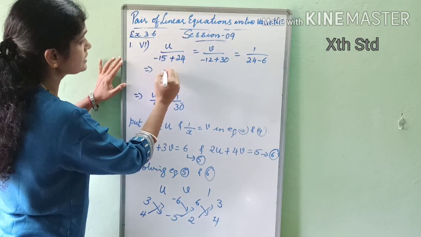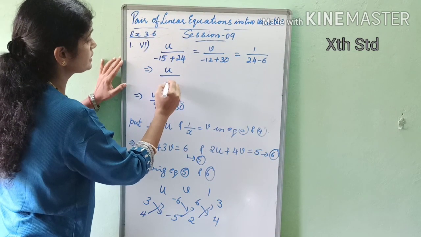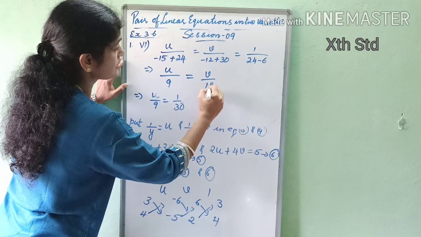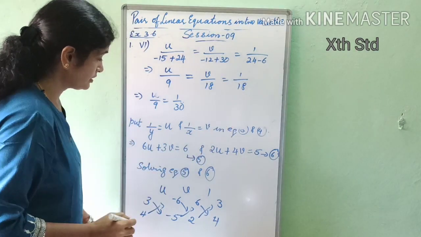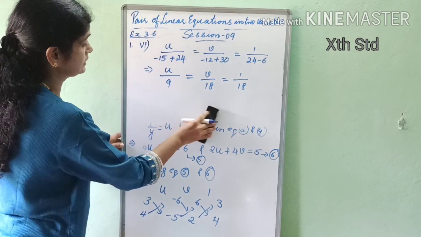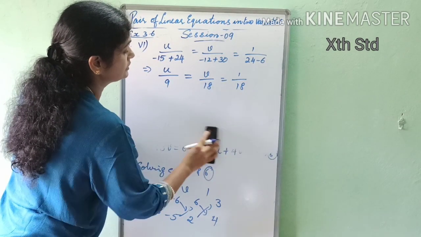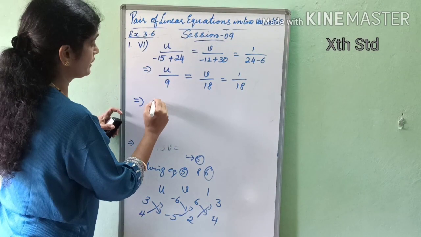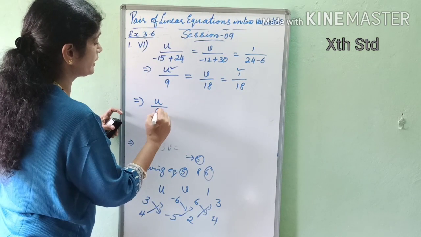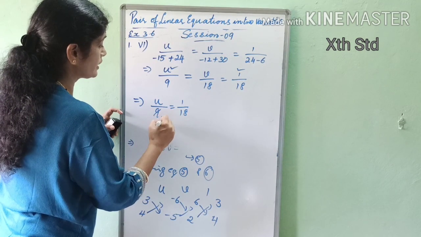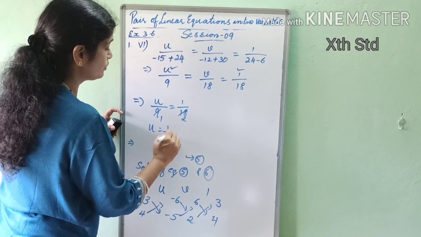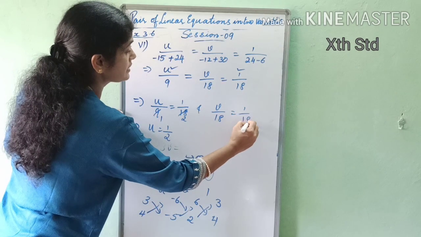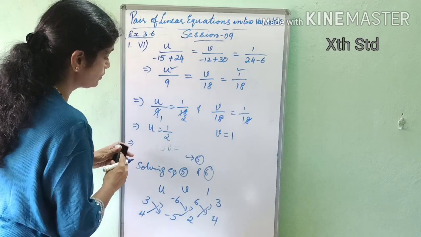Then this is u upon, how much is this? 9, correct? 9 is equal to v upon 18 equal to 1 upon 18, right? So if you are cross multiplying, taking these two into consideration, u by 9 equal to 1 by 18, 9 ones are 9, twos are 18, so u is equal to 1 by 2 we get, and this side v by 18 is equal to 1 by 18, so 18 gets cancelled, v is equal to 1.